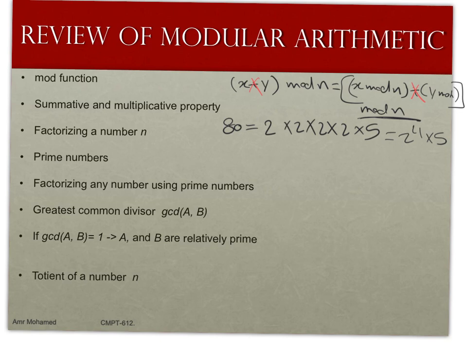So the theorem is that any number x can in fact be represented as a product of prime numbers raised to some exponents. Okay?